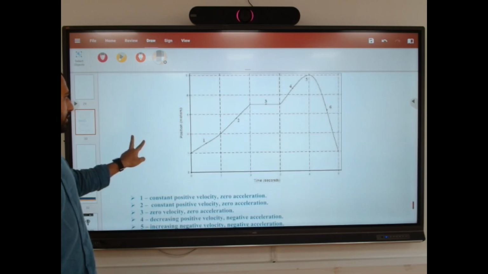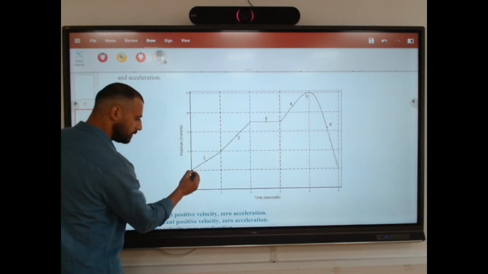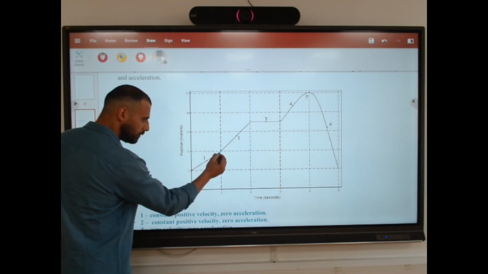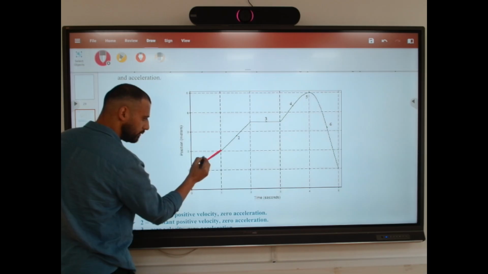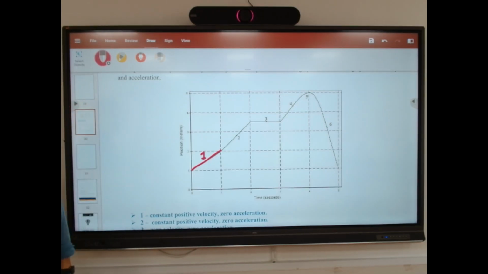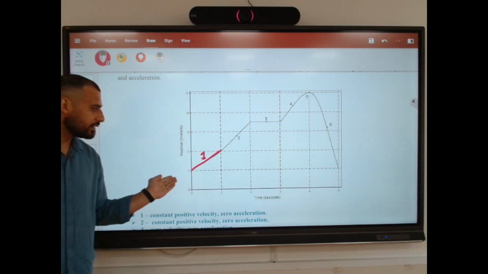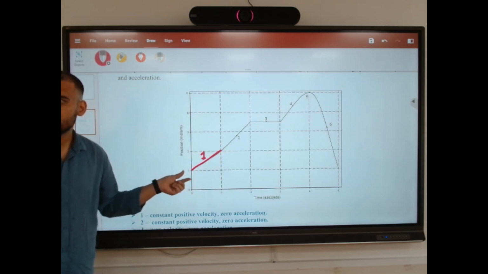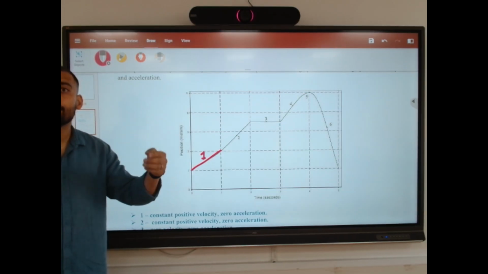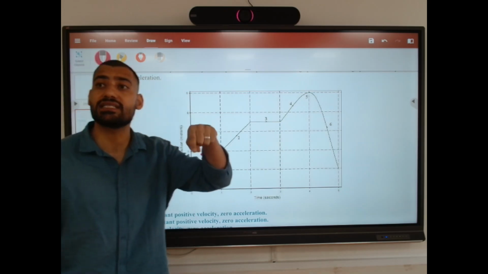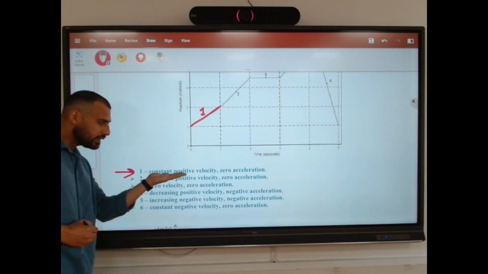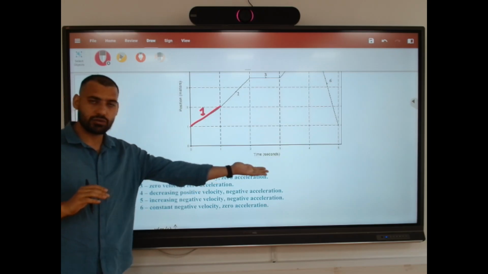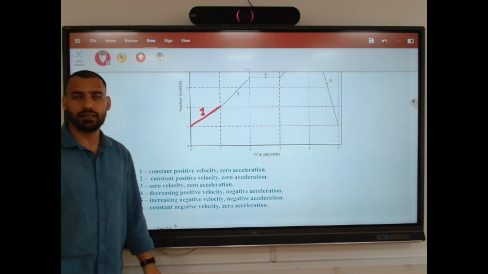So, look at the graphs and tell me. What about the first one? Tell me, what is happening in the first part? Position time graph. Distance is increasing. Is the slope constant? When the slope is constant, what do you mean? Velocity is constant. When velocity is constant, is there any acceleration? Very good. So, see the first step. First is constant positive velocity and zero acceleration. Is that clear?